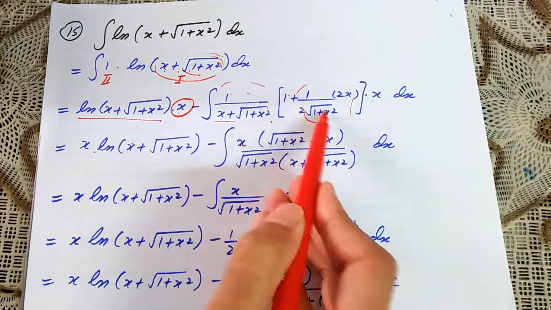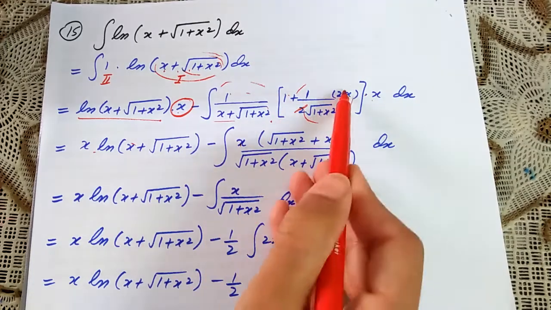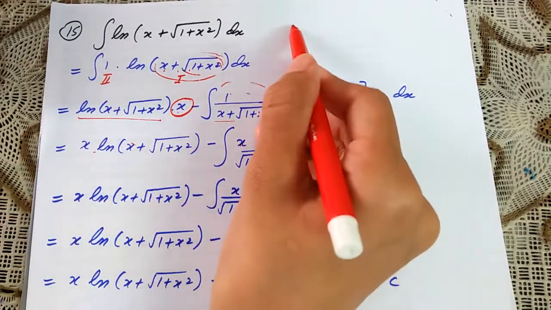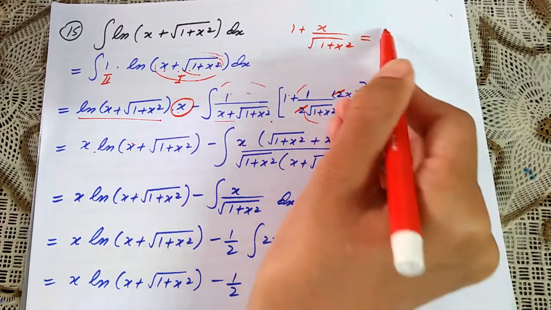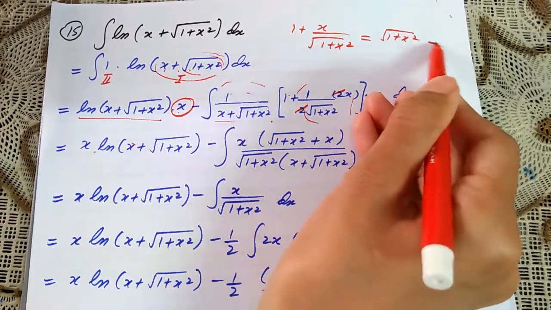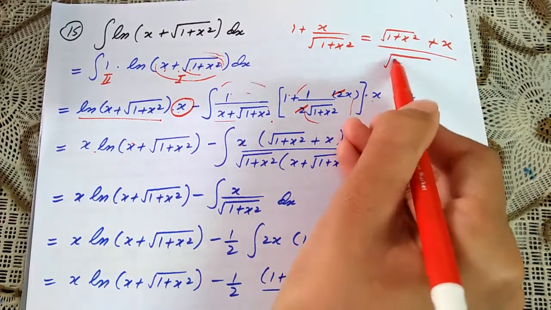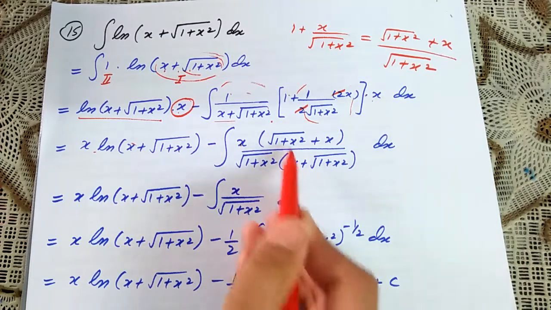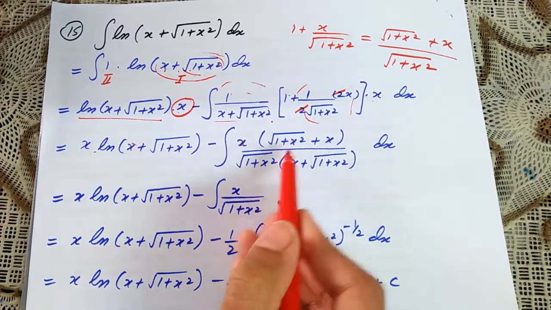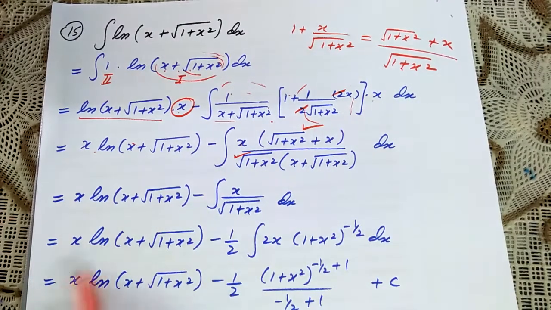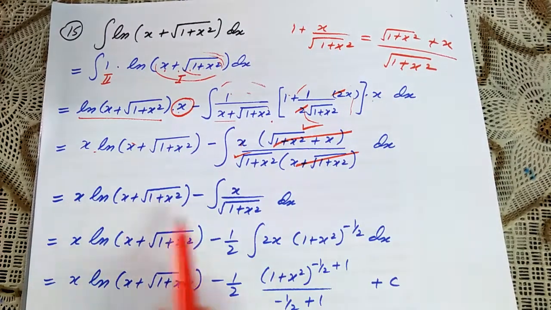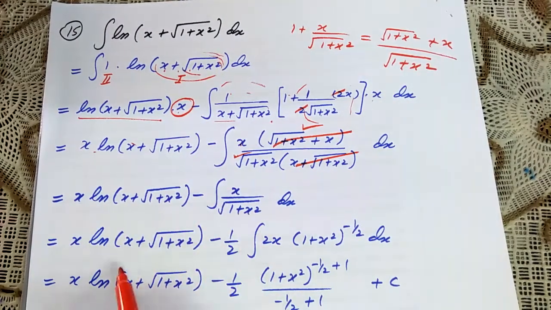Just take the LCM here. This 2 will be cancelled with this 2. We will have here 1 plus x over under root 1 plus x square. Take the LCM, it will be 1 plus x square plus x over 1 plus x square. So I have written it like this. This one, this is the same thing, and this is this one. Now this can be cancelled with this one. We got x over 1 plus x square under root.